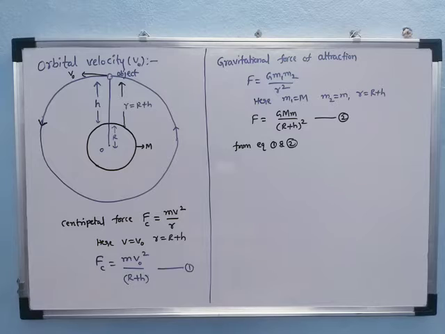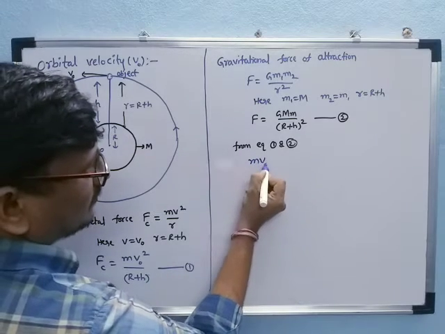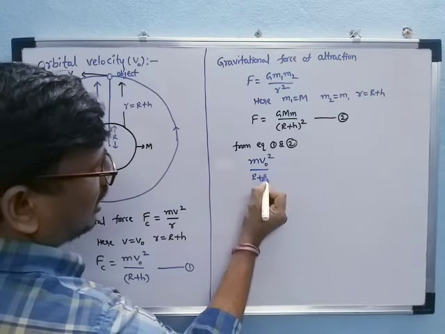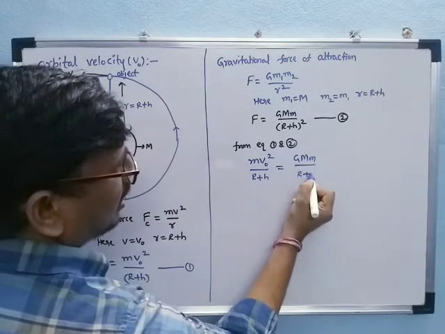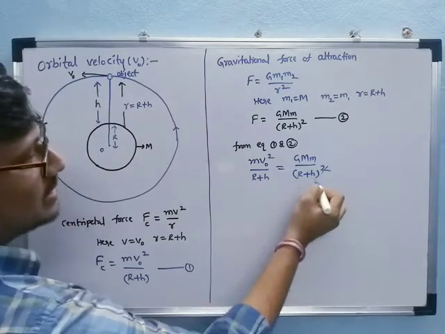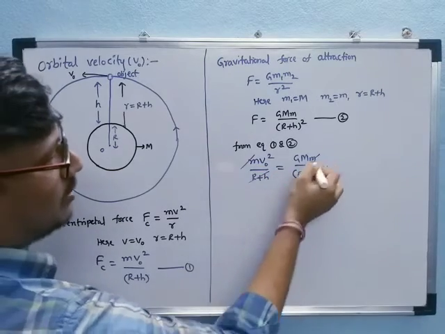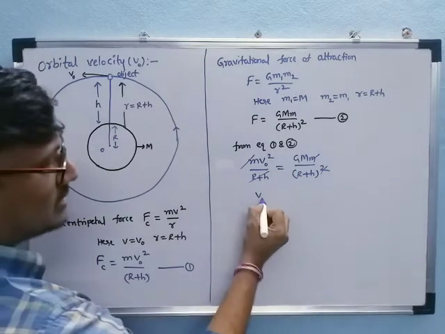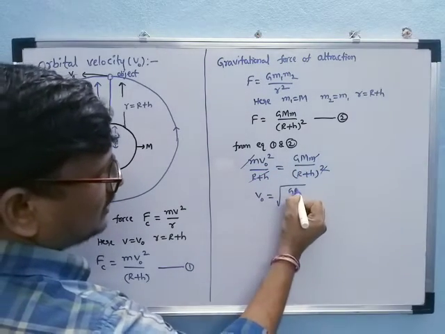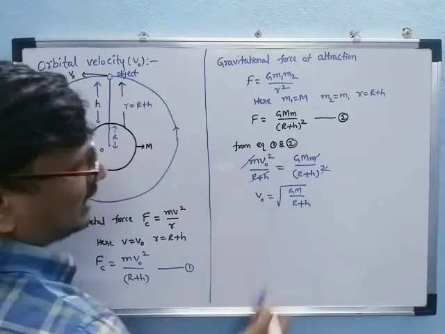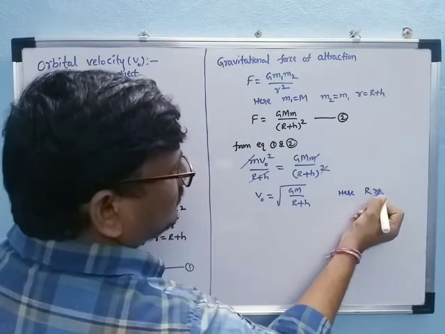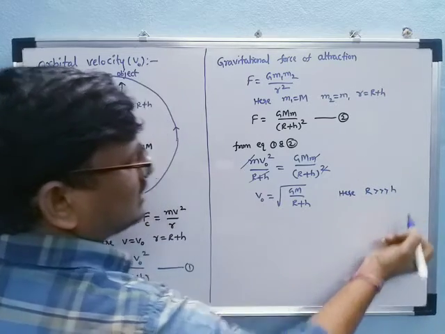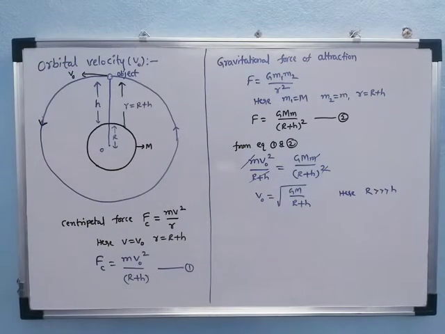Then we write m v naught square by (r plus h) is equal to G capital M small m by (r plus h) whole square. The square and root get cancelled, the small m gets cancelled, and v naught is equal to under root of G M by (r plus h). And here the radius of the earth is large compared to the height, so r is greater than h, and the h value can be taken as negligible.